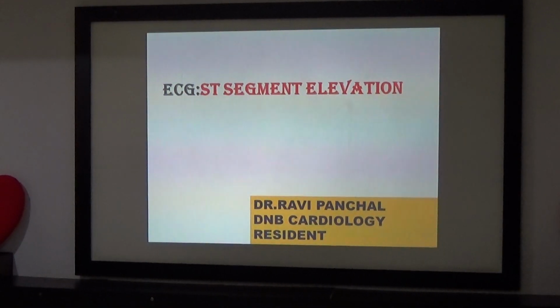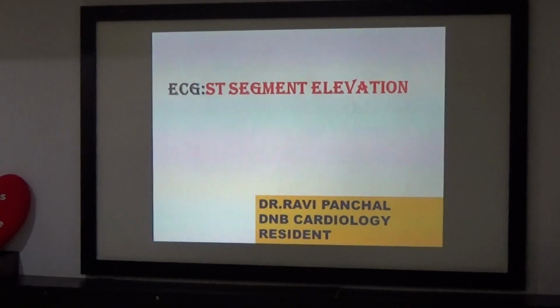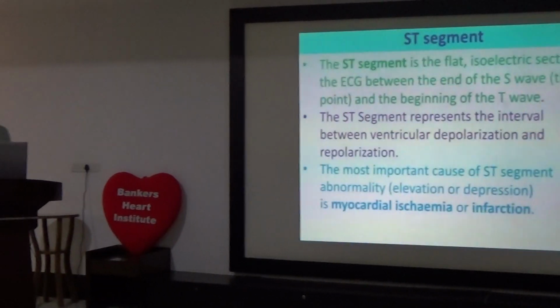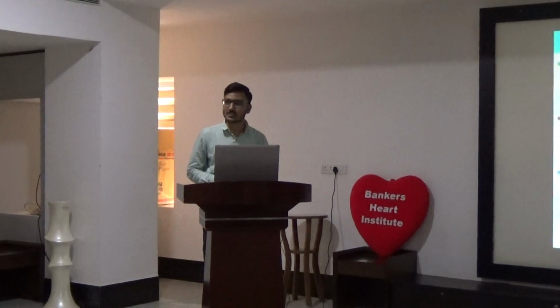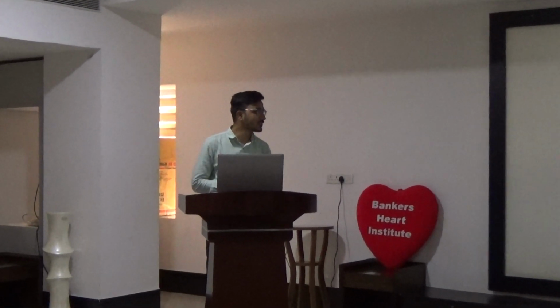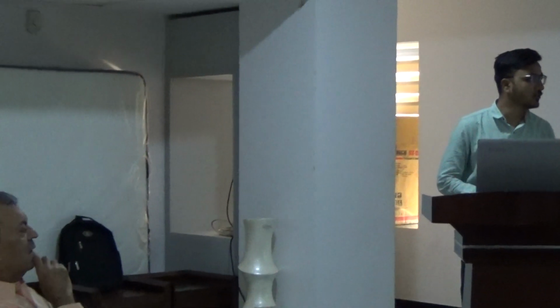Today I am presenting ECG, ST segment elevation, different causes. So first, the ST segment is the flat isoelectric section of the ECG between the end of the S wave and the beginning of the T wave. In the ECG, the QRS complex shows ventricular depolarization and the T wave shows ventricular repolarization. So the ST segment represents the interval between ventricular depolarization and repolarization.